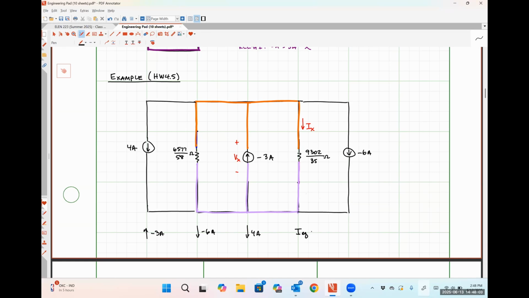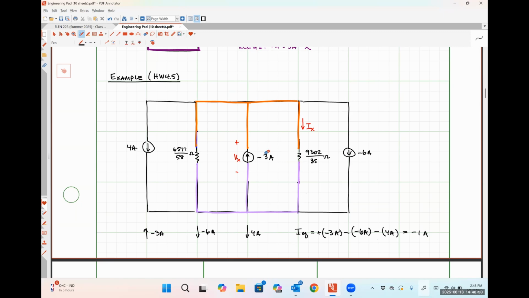So my equivalent current is going to be plus -3 amps minus -6 amps minus +4 amps. So everything that was flowing up got a plus sign. Everything that was flowing down got a minus sign. Does that track, Colin? Yes, sir, it does. So when I combine all of those guys together, I get -3 plus 6 minus 4. So -3 plus 6 is +3.